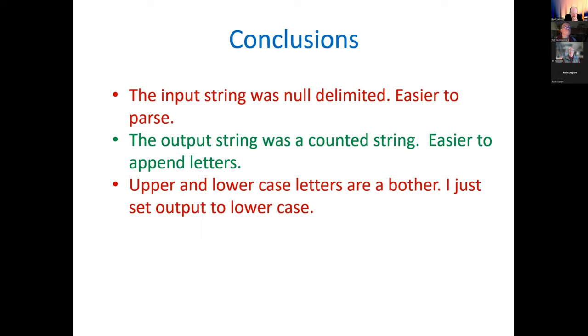The mechanisms I used were that the input stream was null-delimited. It's easier to parse letter by letter with the null at the end as the terminator. The input and output string was a counted string because it's easier to append letters. And upper and lowercase letters are a bother. Brad introduced that as he should, because when I did translations I found capital letters popping up in the wrong places. But to solve that, I just set the entire output to lowercase.